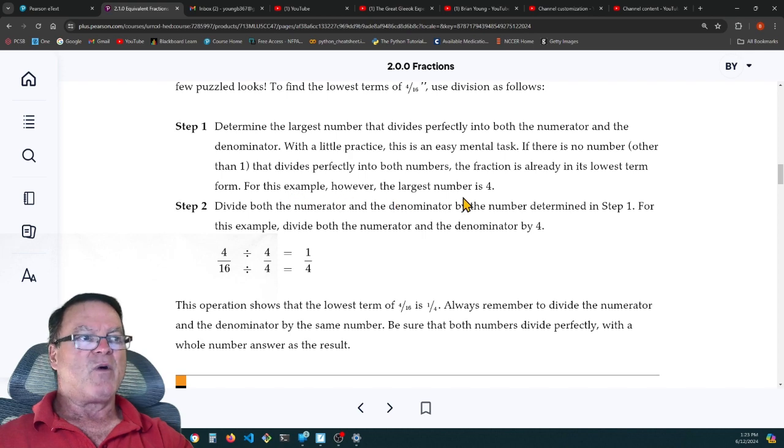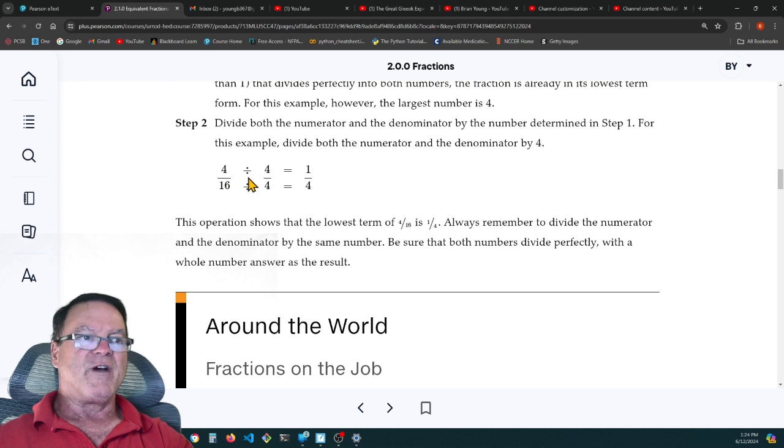For this example, however, the largest number is 4. So 4 divided by 4 is 1, and 16 divided by 4 is 4. So 4/16 is equivalent to 1/4.